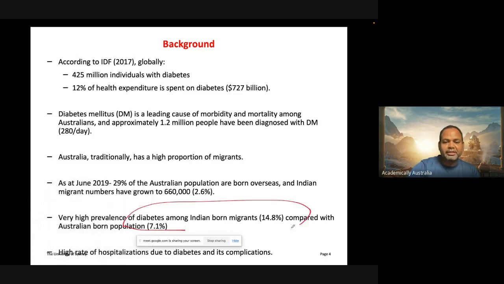If you see the figure here, there is a very high prevalence of diabetes among the Indian population. The normal population has 7% with diabetes, but the Indian population has around 14.8%. So it is more than double in the Indian population. Another problem is the high hospitalizations due to its complications among the Indian population in hospitals in Australia.